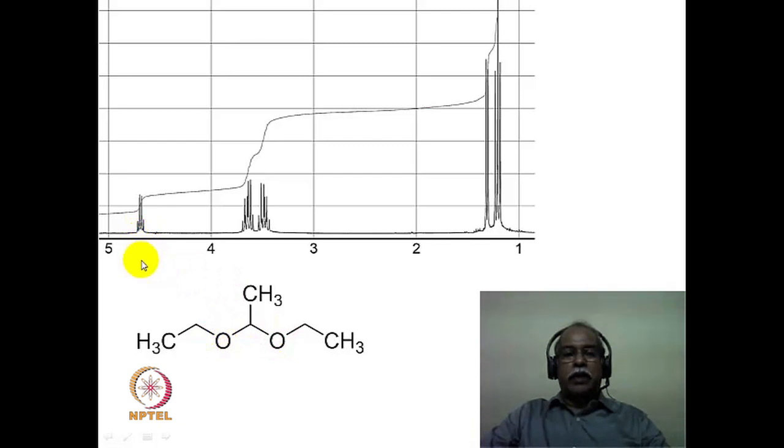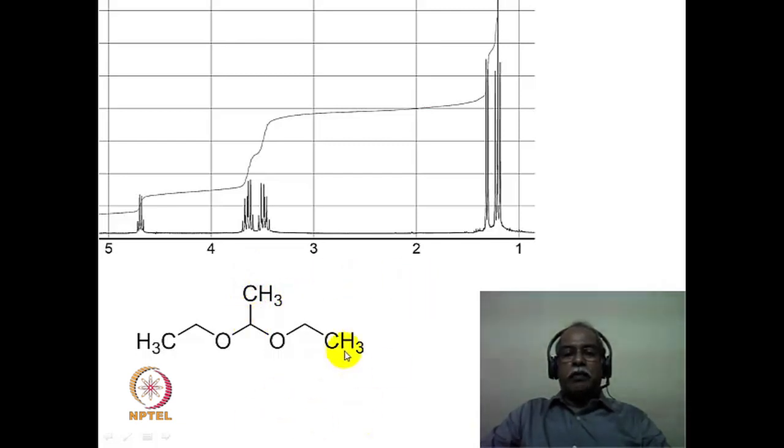So the 4.8 ppm quartet corresponds to this particular hydrogen, the position that I am pointing with this cursor here. That particular position hydrogen is what is responsible for it. It is a quartet because it is split by this methyl group, which has 3 adjacent hydrogens. Therefore it is a quartet.